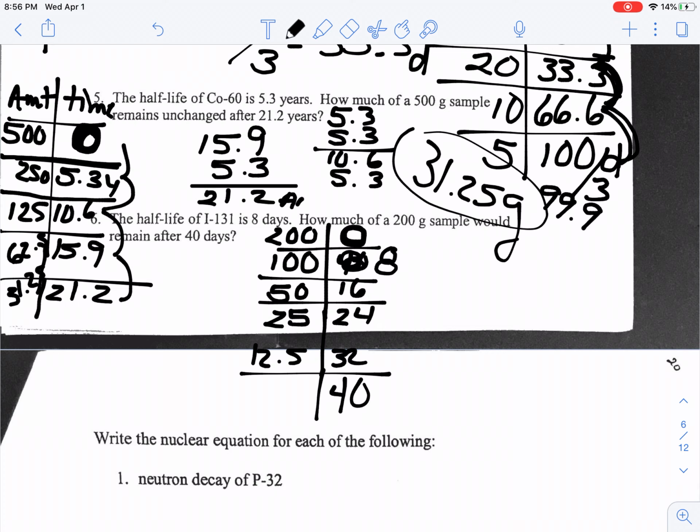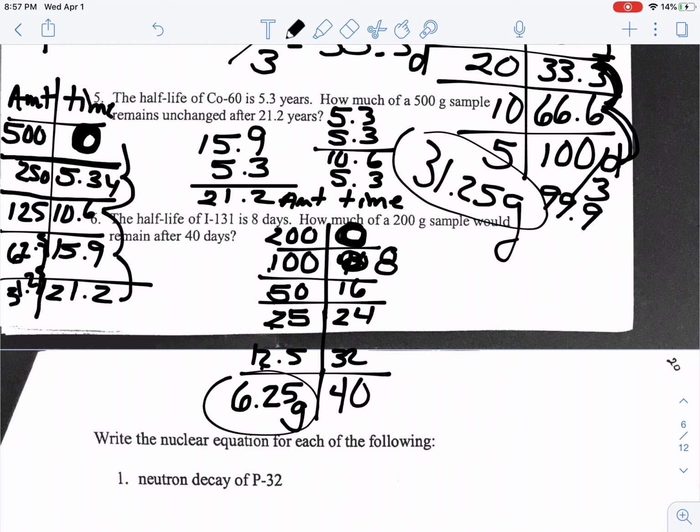So notice, remember, this was amount, this was time, and I put a 0 in the first slot next to the 200. And chop this side in half. 200 in half is 100. 100 in half is 50. 50 in half is 25. 25 in half is 6.25 grams.